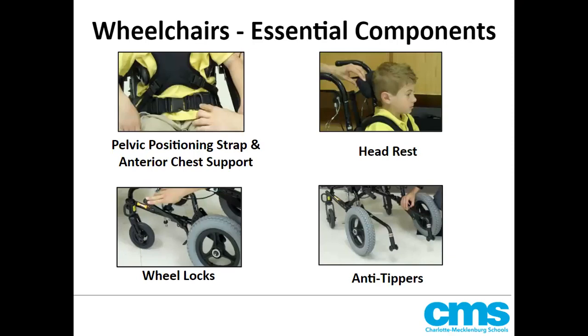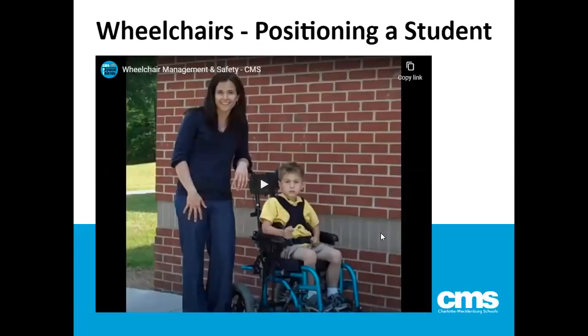Let's recap the essential components of wheelchairs. You have the pelvic positioning strap, an anterior chest support, the headrest, the wheel locks, and the anti-tippers. Let's look at how to position a student correctly in a wheelchair.